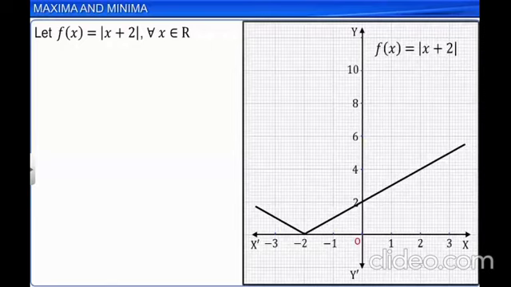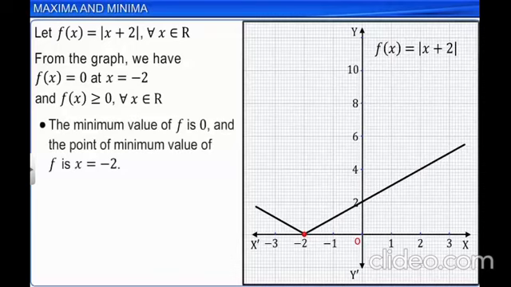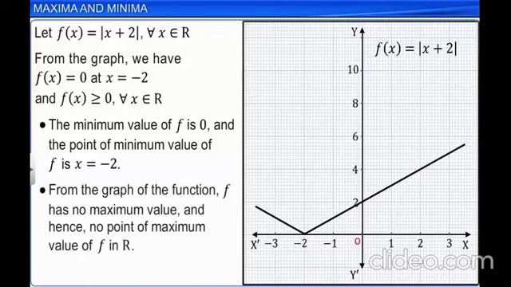Observe that the value of function f at x equal to -2 is 0. Also observe that for all real values of x, the value of the function is always greater than or equal to 0. Therefore, the function f has a minimum value of 0, and the point of minimum value of f is -2. Also observe that the function f has no maximum value in the set of real numbers, and hence no point of maximum value in the set of real numbers.